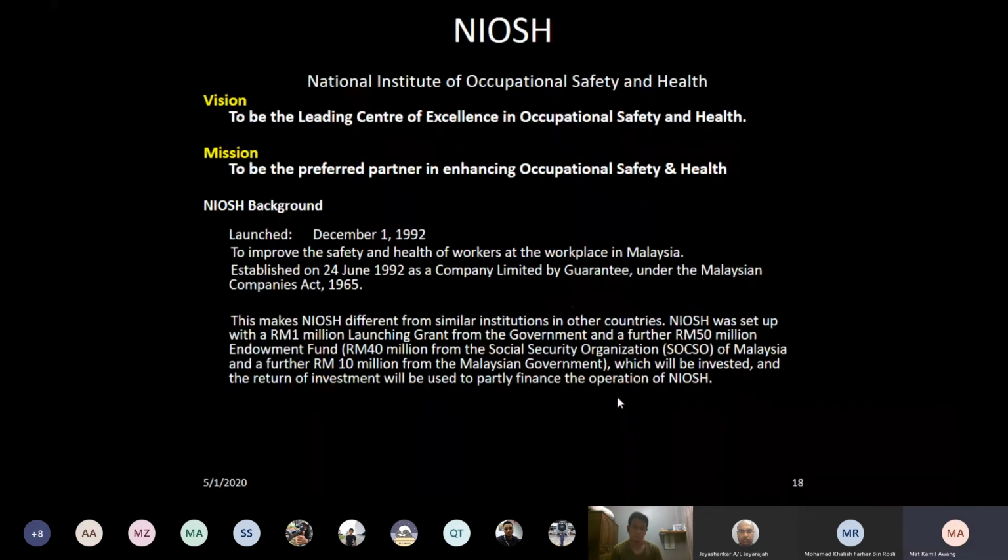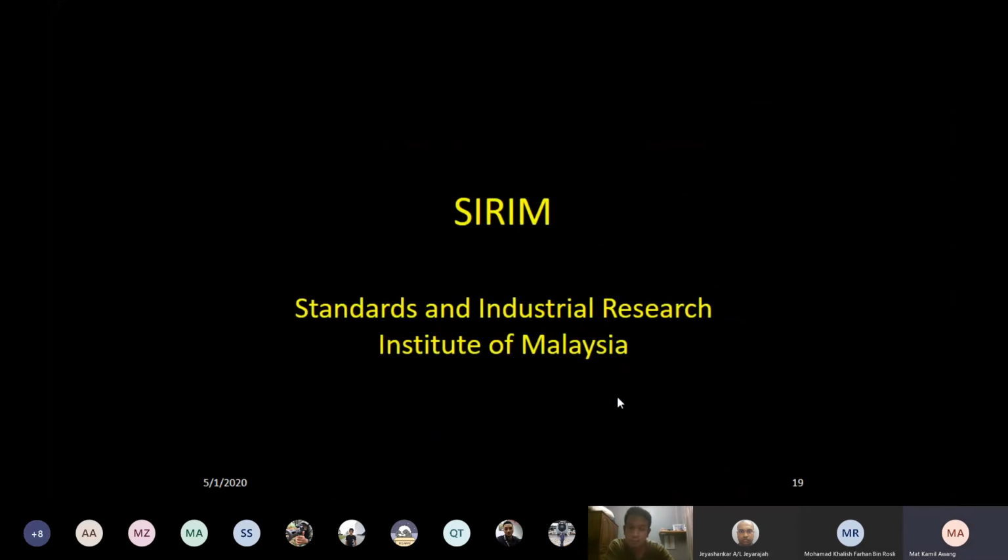This is a body which is related to OSHA, which is the National Institute of Occupational Safety and Health. The vision of this body is to be the leading center of excellence in occupational safety and health. The mission is to be the preferred partner in enhancing occupational safety and health. It was set up in 1992. So you can read the background, but that is the body related to that.